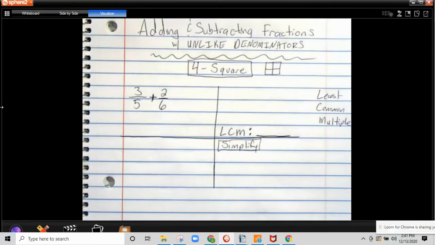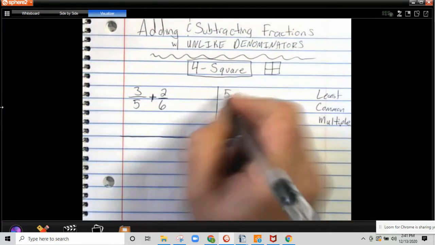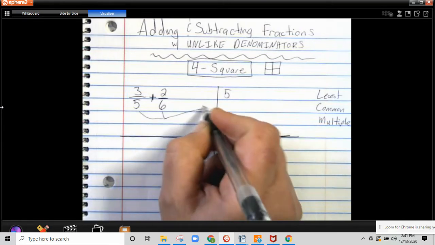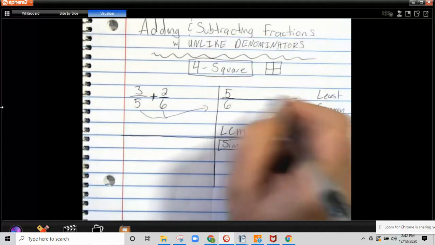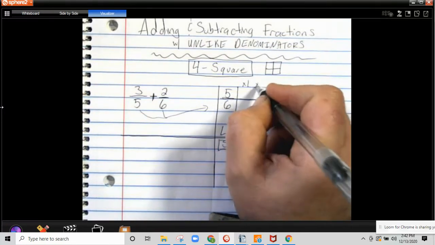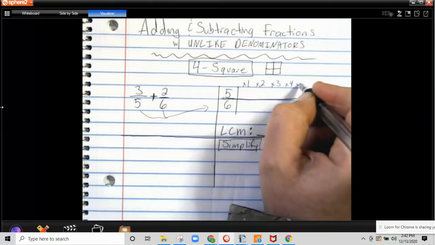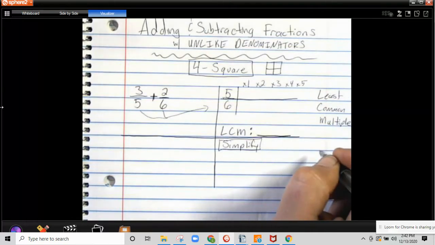Okay? Now, 5 and 6, I'm going to bring over here. These are my denominators. So I'm going to bring my denominators over here so I can list their multiples. When I list their multiples, I can find out which ones they have in common. That is the least one.